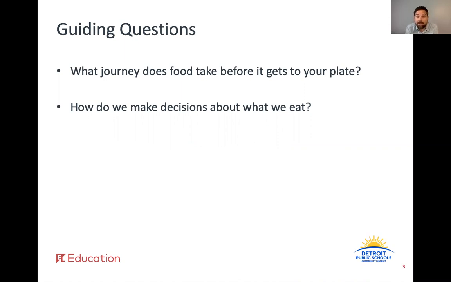This article is slightly different, but it still continues to bring around some of the same topics that we've been talking about, more so with sustainability. So thinking about food, think about how sustainable food gets to your plate. Think about how we make decisions about what we eat, and considering, should we eat sustainable food?